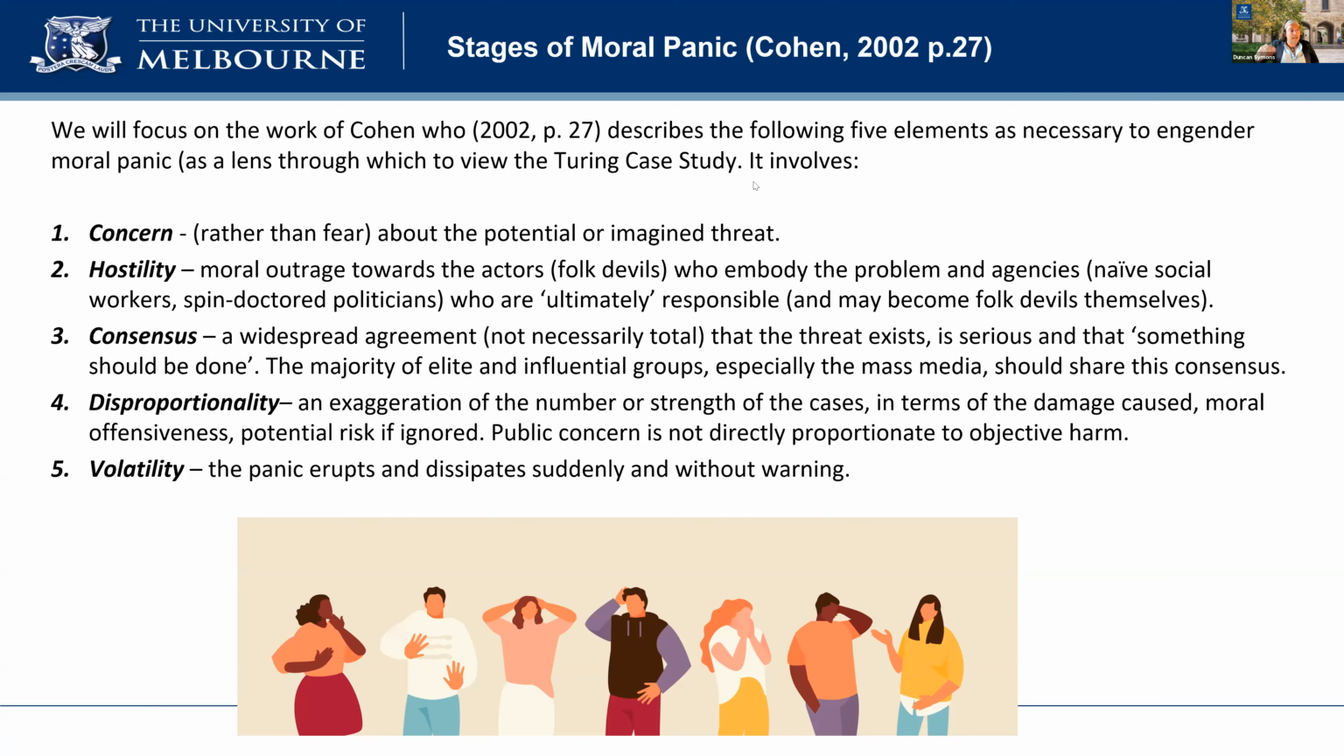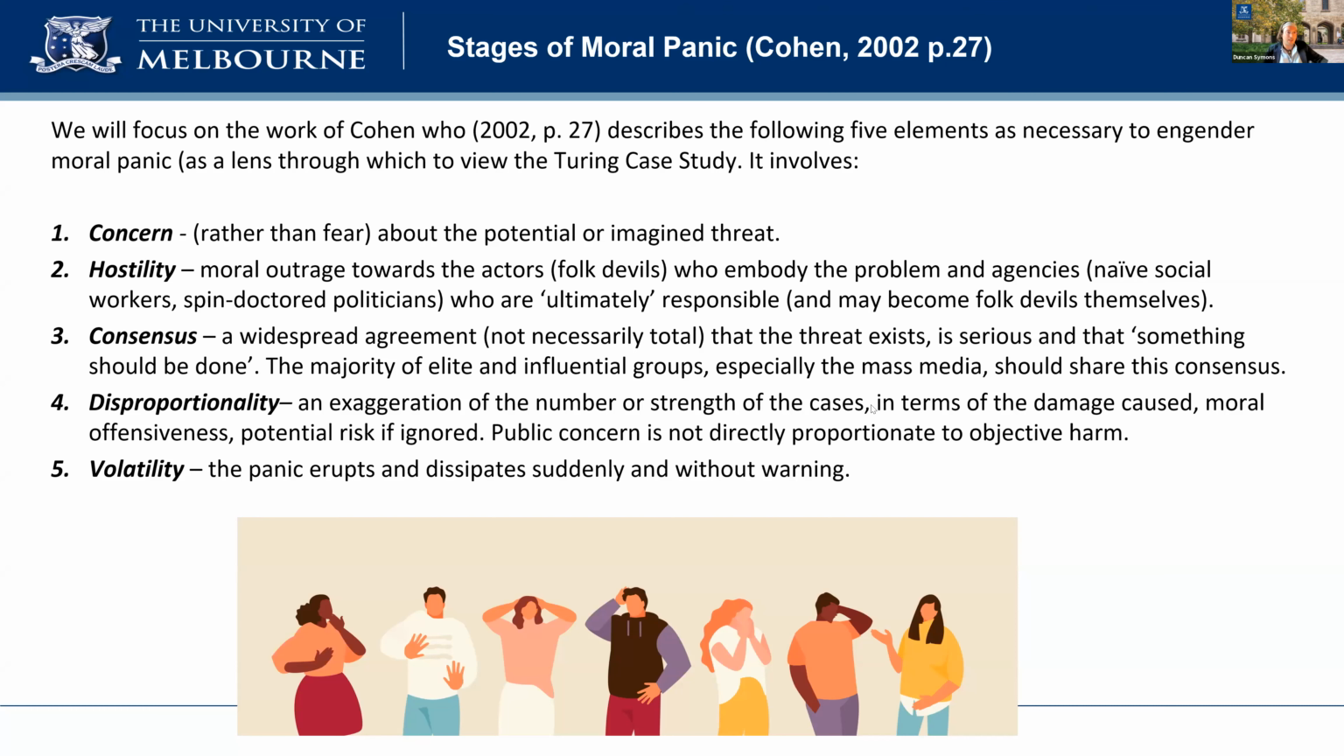Then that concern can sometimes turn into hostility, an outrage about the fact that this person working in high levels of government was doing something that was against the law. Consensus: a wide agreement that the threat exists, is serious, and that something has to be done. Disproportionality: the situation is treated with a ridiculous amount of disproportionality in terms of what was happening and what the outcome was. And the last stage is volatility: the panic erupts, and then it dissipates suddenly and without warning.